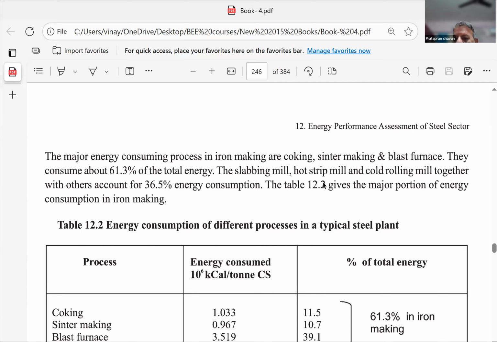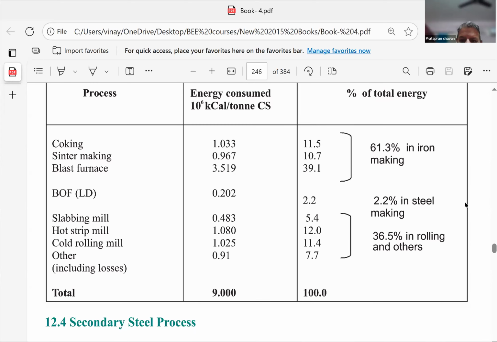The slabbing mill, hot strip mill, cold rolling mill, together with others, account for 36% energy consumption. That means the use in these other activities is quite controlled and smaller in quantity. Normally, an energy auditor will always be making targets on priority of the bulk consumers where it is being used, right? And there we will try to concentrate our efforts for saving.